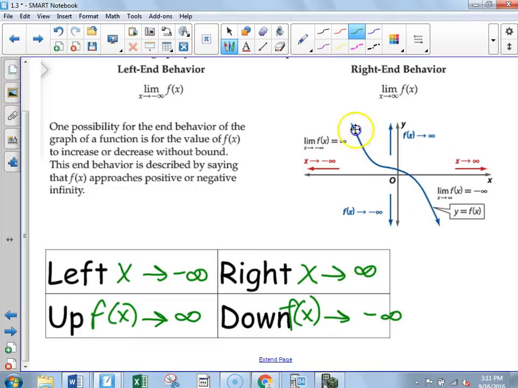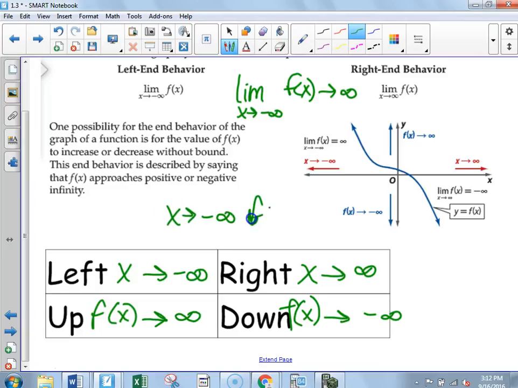okay? This particular graph shown here, as it goes to the left, it is going up. They would write the limit as x approaches negative infinity of f of x is infinity. It's going up. The y is going up. We're not going to use limit notation yet, but it's really the same as what we're going to write. We're going to write as x approaches negative infinity, f of x approaches infinity.